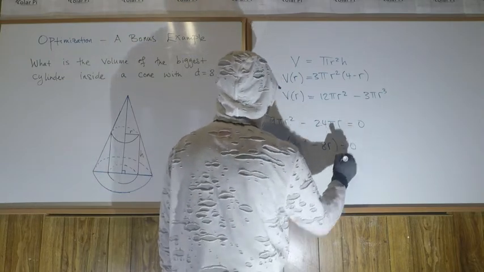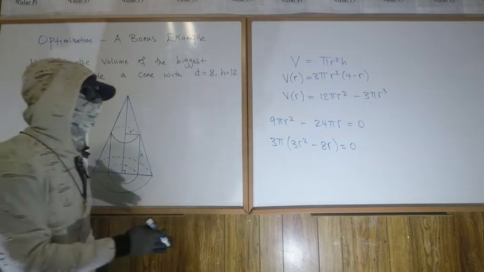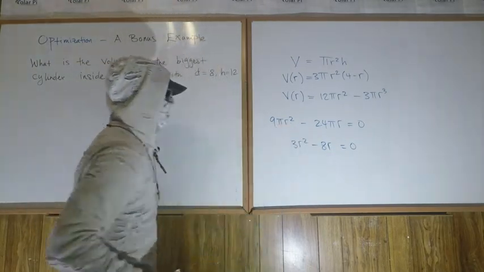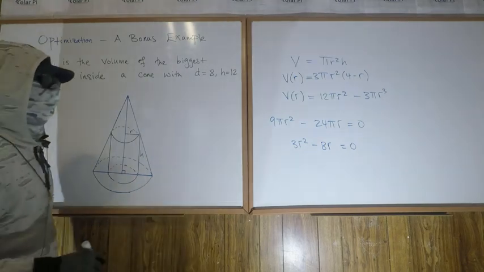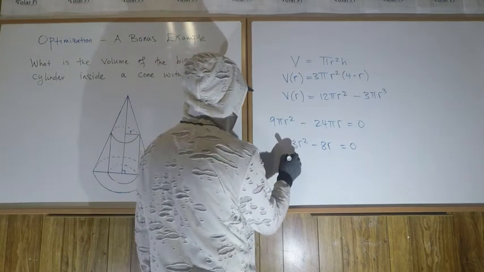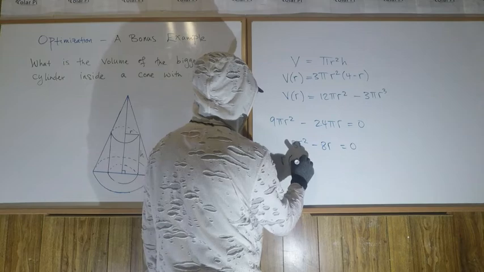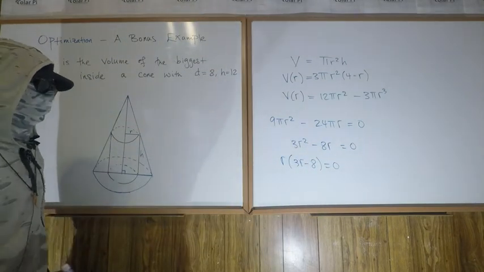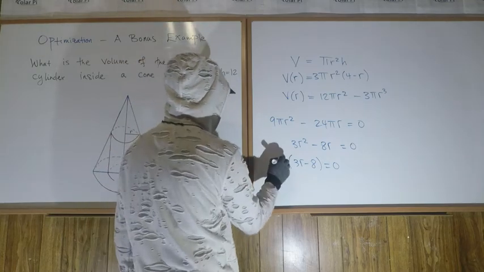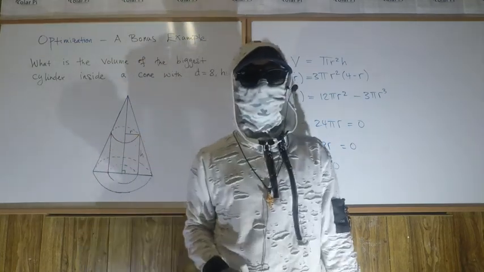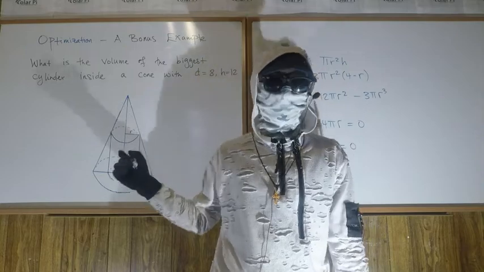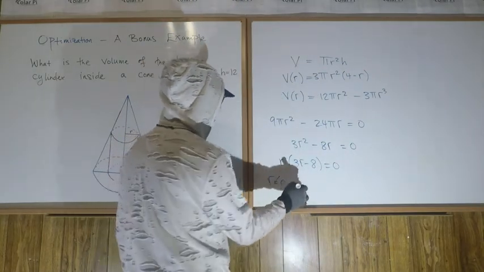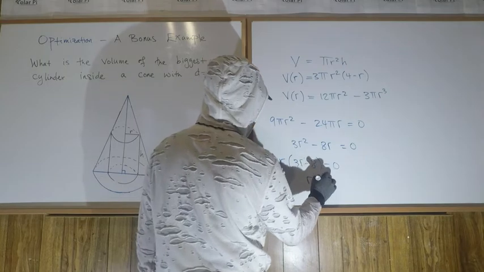Okay, equals 0. And next we're going to divide both sides by 3 pi to simplify our equation. So once I divide both sides by 3 pi, that's what I'm going to get. And from this, I'm going to factor out an r. So r times, and then it's going to be 3r minus 8 equals 0. Got it. So the two r's that solve this equation, and so the dimensions of r that will maximize the volume of our cylinder, are going to be r equals 0, which we know doesn't work. Okay, and then otherwise r equals 8 over 3.